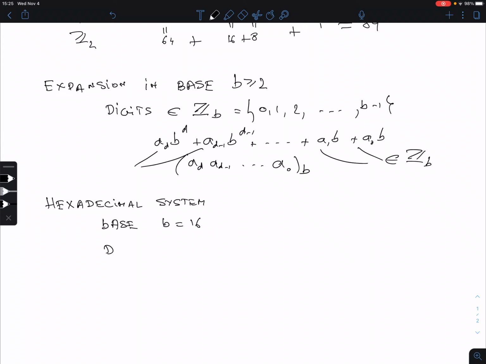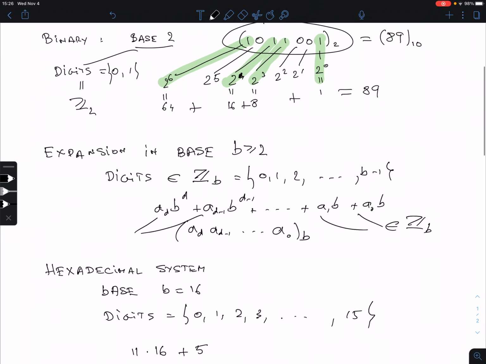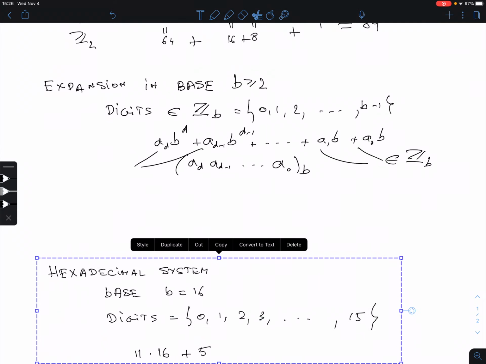So what are the digits? The digits should come from our collection 0, 1, 2, 3, all the way up to 15. That's the remainders by division mod 16. However, look at the problem now. Suppose I want to encode the following number: 11 times 16 plus 5. Right? So okay, sorry. I should perhaps, before I do the hexadecimal system, do a system where we don't have a problem, because perhaps otherwise you don't understand why there's even a problem.